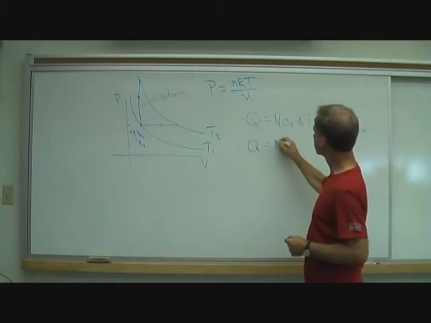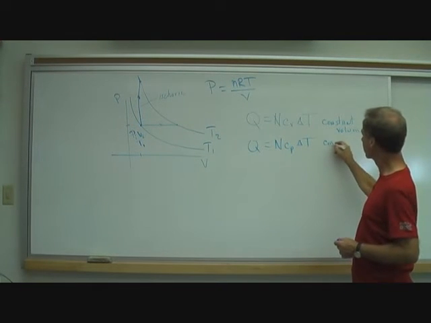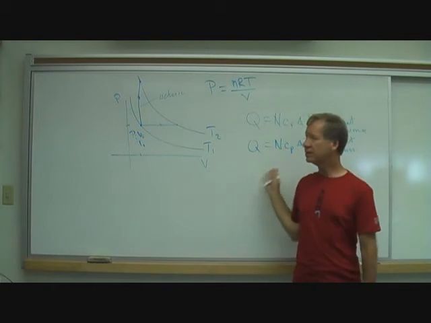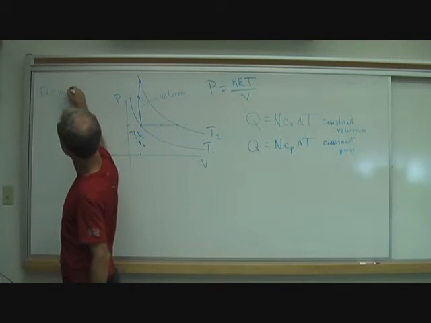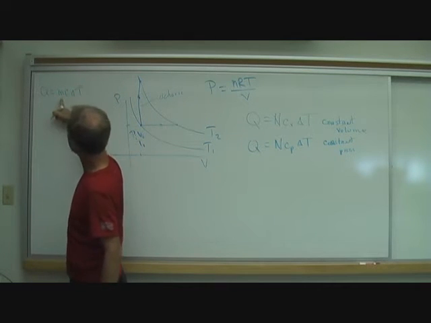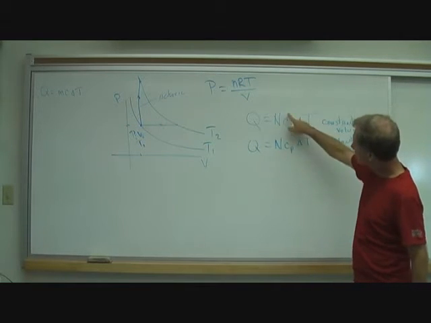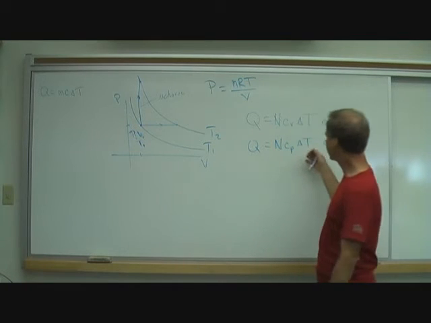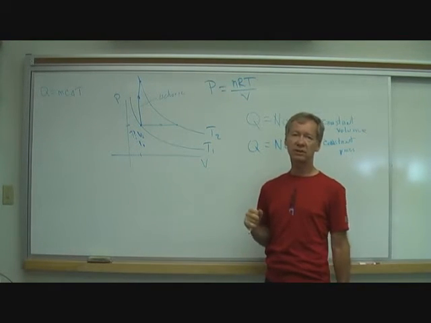And Q equals N C sub P delta T for a constant pressure process, right? Just like we had earlier. We had written Q equals M C delta T: the amount of material, some constant that we call specific heat of the material, and the temperature change. So analogous to what happened with solids and liquids.